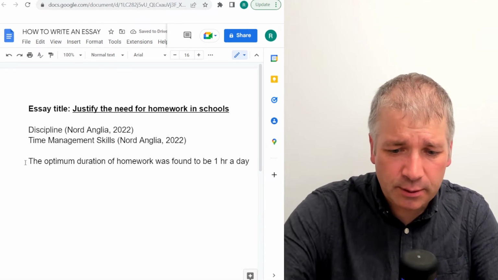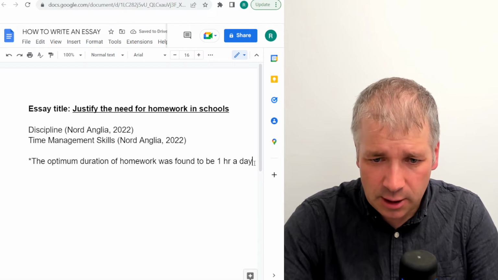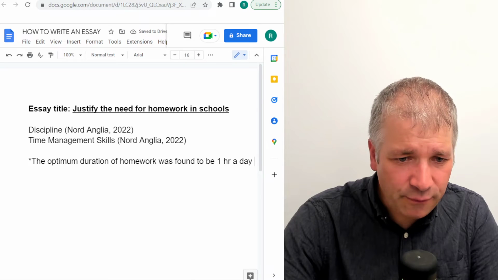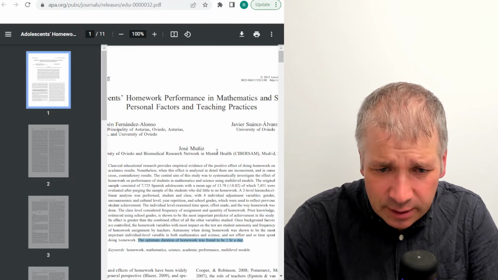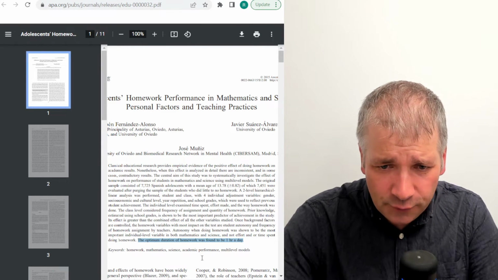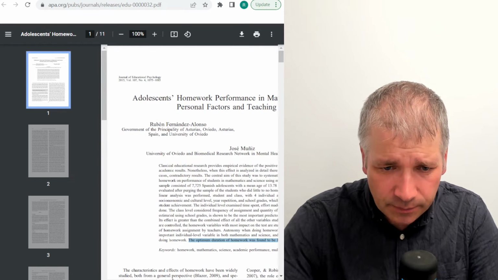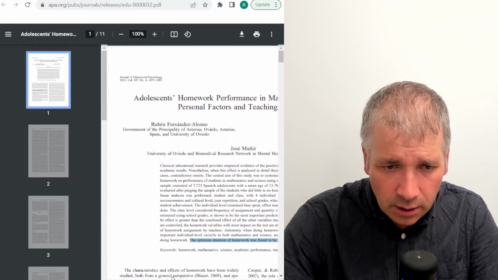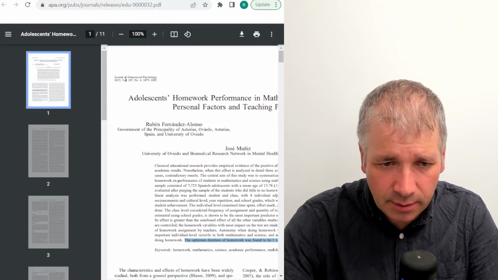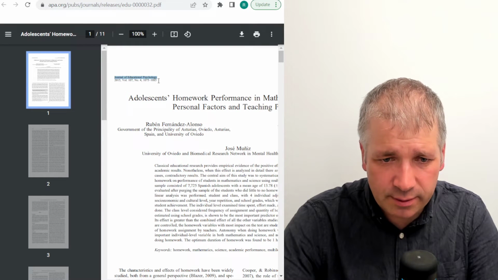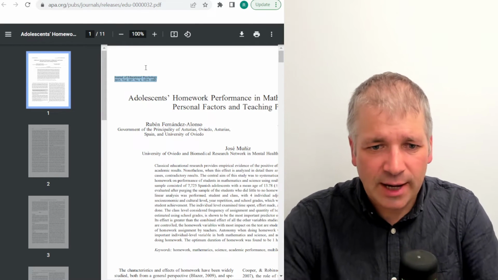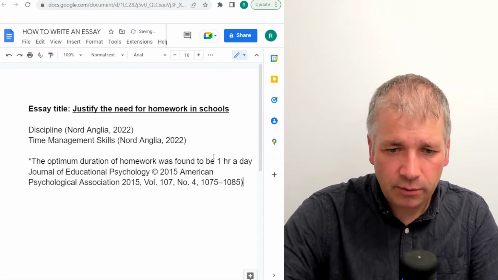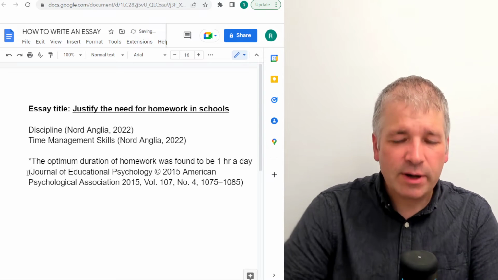I'm also going to put a star next to it, and I'll tell you why I've written that star in a moment. And I need to get the reference, which is the authors of the study and the year it was written. So what I'm going to do here is take the reference of the journal itself, because that's all I want for now. If I've got that information, then I can come back later and find all of the reference material I need.